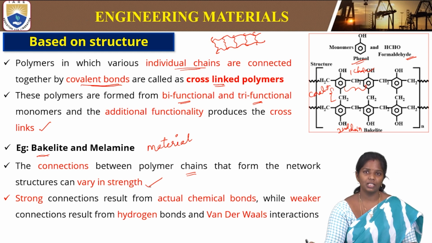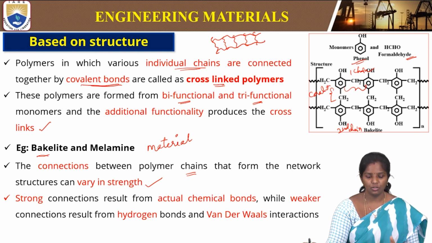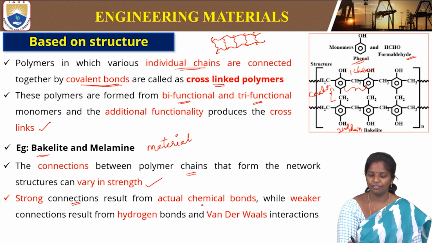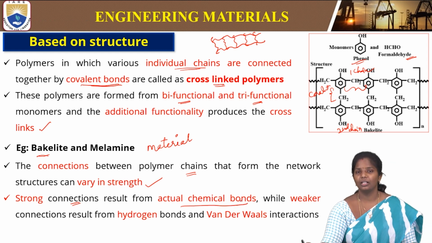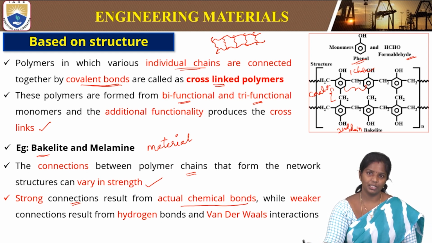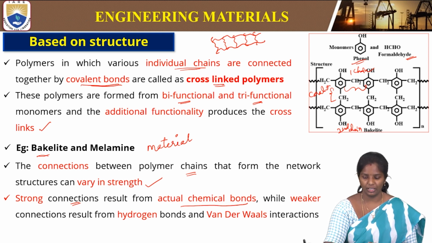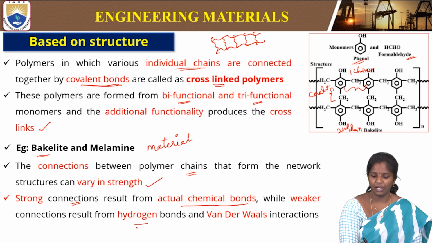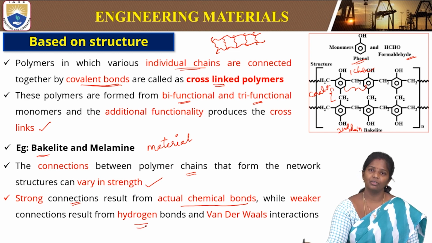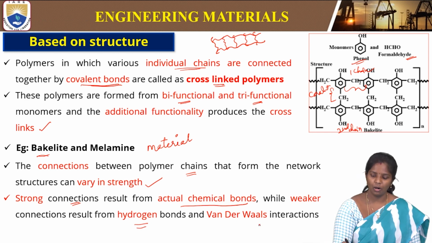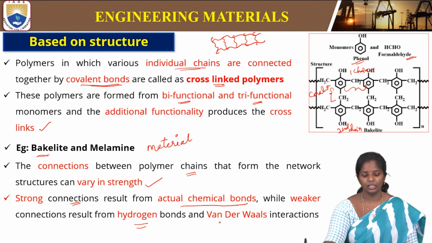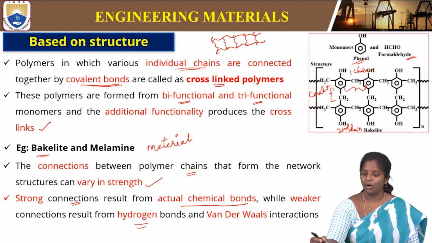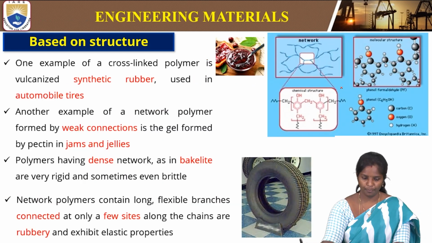So the strength of these bonds can vary. Strong connections result from chemical bonds. Whenever chemical bonding takes place between two chains, it has a strong bond, or strength, while weak connections are from hydrogen bonding or van der Waals interactions. So this is how the properties also change depending on the bonding between these two chains.